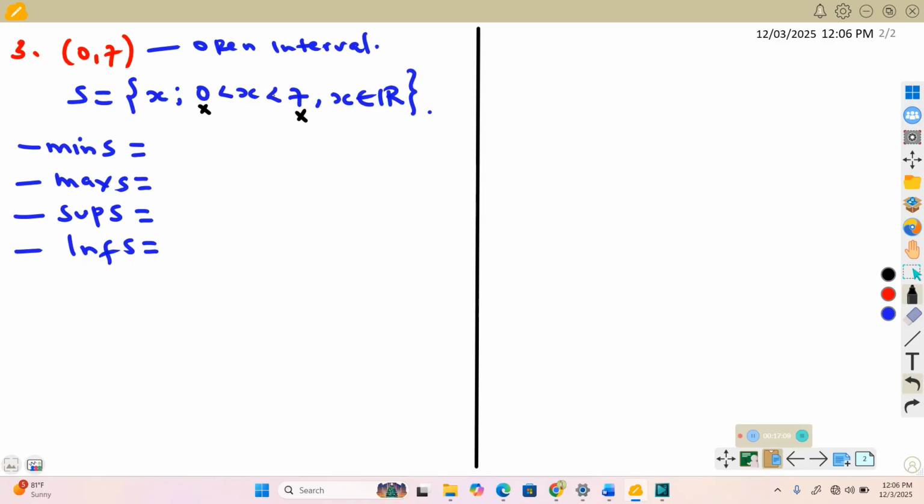So for that case, when we are to look at the minimum, we must look at the value which is within this given set and is the smallest.